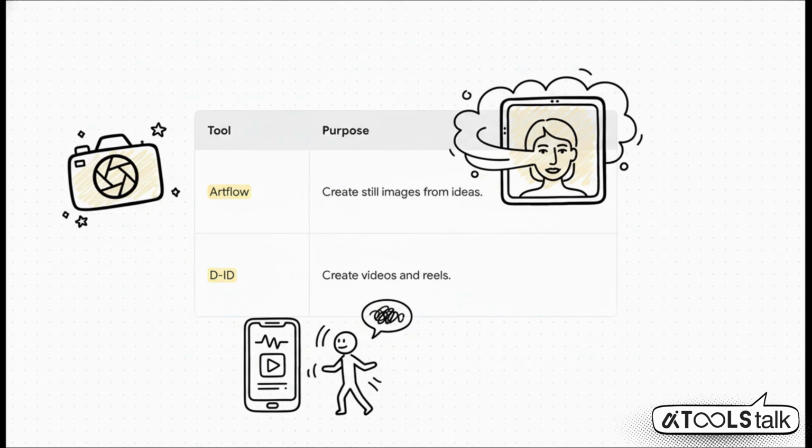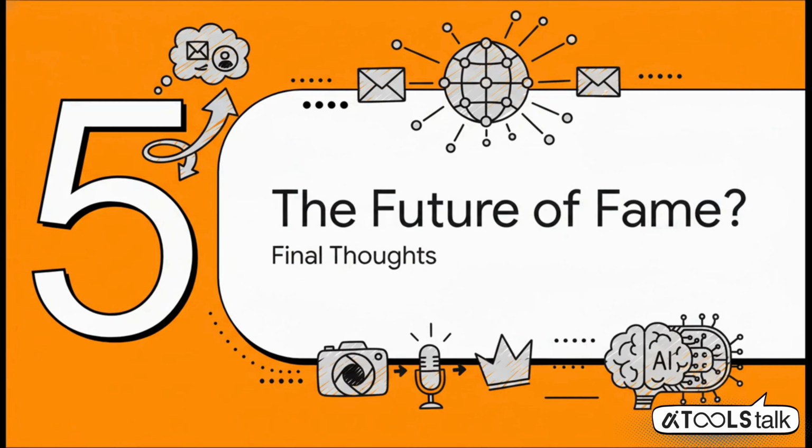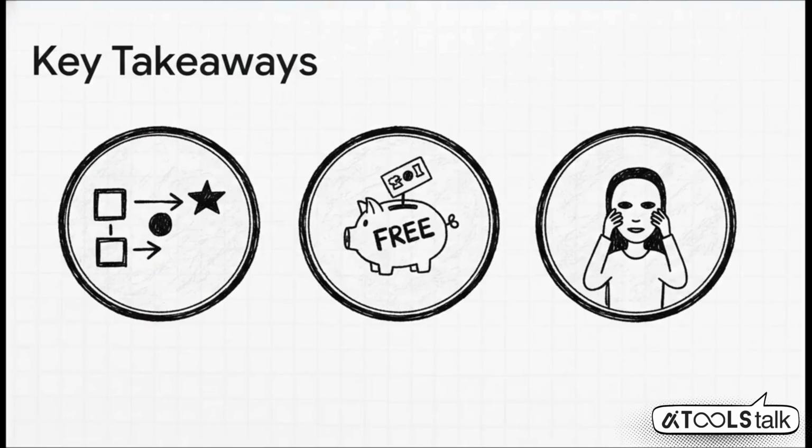It's pretty incredible. So, we've walked through all the steps. It's surprisingly straightforward, isn't it? But what does this all mean for the bigger picture? You know, for the future of content creation, of fame and influence itself. So let's boil it down. What are the key takeaways here?